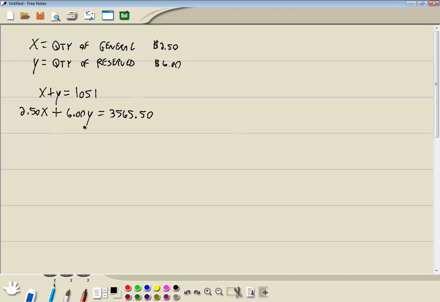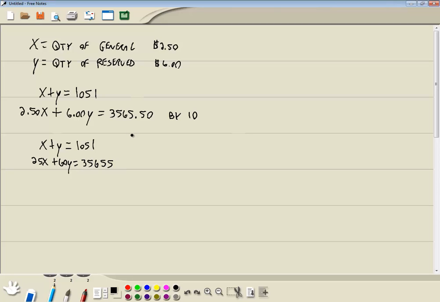Well, I'm going to use the addition method, and I need to get rid of these decimals because I don't like decimals. So I'll multiply this second equation by 10, or basically move your decimal point one place to the right. So we got X plus Y is equal to 1,051. Move this to the right, it becomes 25X. This becomes 60Y. And we get 35,655.